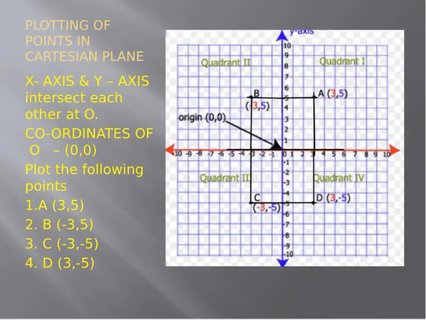Now, first of all, students, you know that the x-axis and y-axis intersect each other at O, which is called the origin. And the coordinates of the origin O are 0, 0, which means the origin O is represented by the ordered pair 0, 0. Now we are asked to plot the points A, B, C, D. So let us see how to plot these points. The first point is A, 3, 5. Here 3 represents the x coordinate, which is called abscissa, and 5 represents the y coordinate, which is called ordinate.